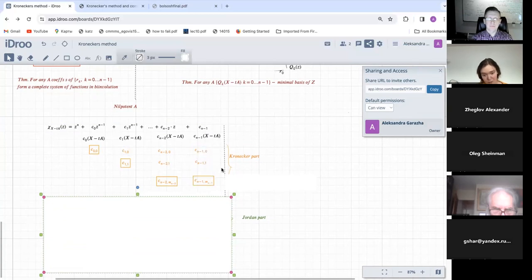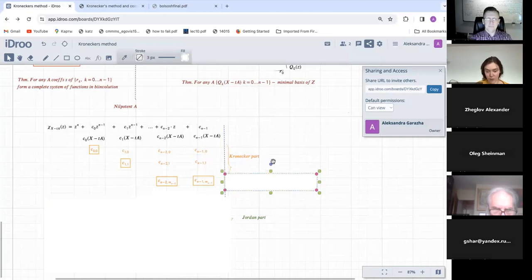If element A is regular, then all these columns will be of full size. So for example, this has one element, this two, and the last one will consist of n elements. But if element A is singular, then these columns could be shorter. So this Kronecker part doesn't give us the complete system of functions in bi-involution. But what we noticed is that these elements with a frame form a basis.